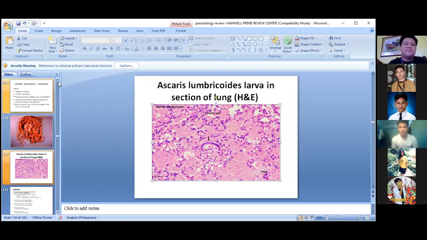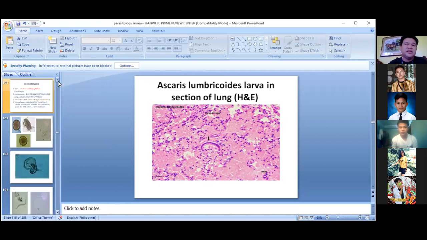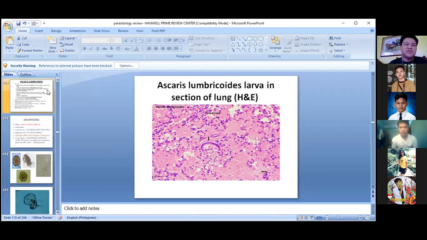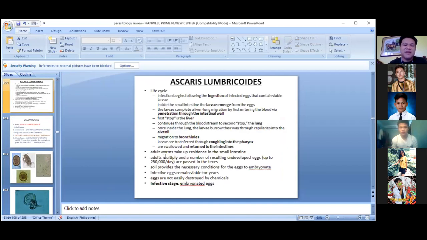Okay, so let's move into the discussion on Ascaris. And as I've said a while back, the adult worms habituate in your small intestines, right? Okay, it is in fact a parasite of your small intestines. Adults multiply, and a large number of resulting undeveloped eggs, no, are passed in feces.